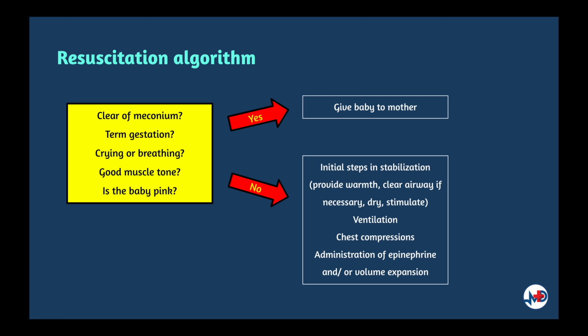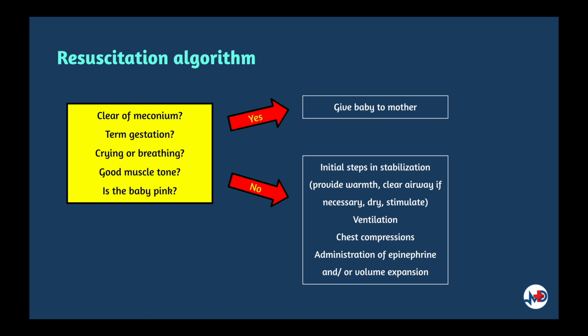If the answer to any one of these assessments is no, then the infant should receive one or more of the 4 categories of action in sequence. Initial steps in stabilization: providing warmth, clearing the airway if necessary, drying the child, and stimulating the baby. This is then followed by ventilation, chest compressions, and administration of adrenaline and of volume expansion.